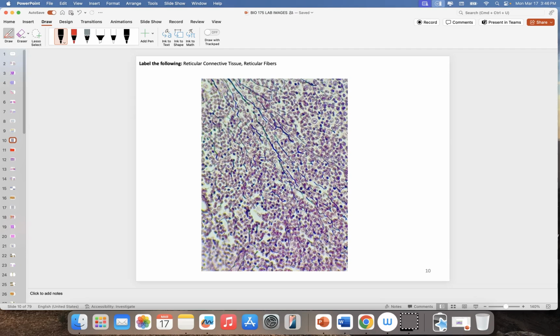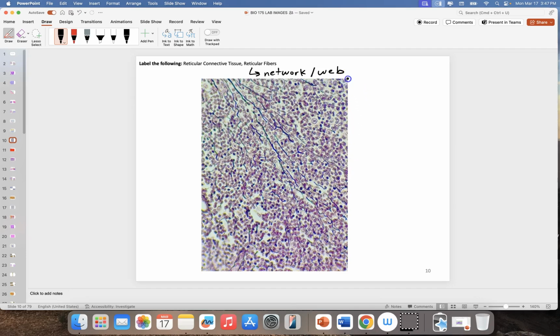Next on our connective tissue proper list is reticular connective tissue. Reticular connective tissue we can identify once we see this network of reticular fibers. Reticular, when you see that word, think network or web. It actually means network. And it's a little tip to help us remember what those fibers are going to look like.